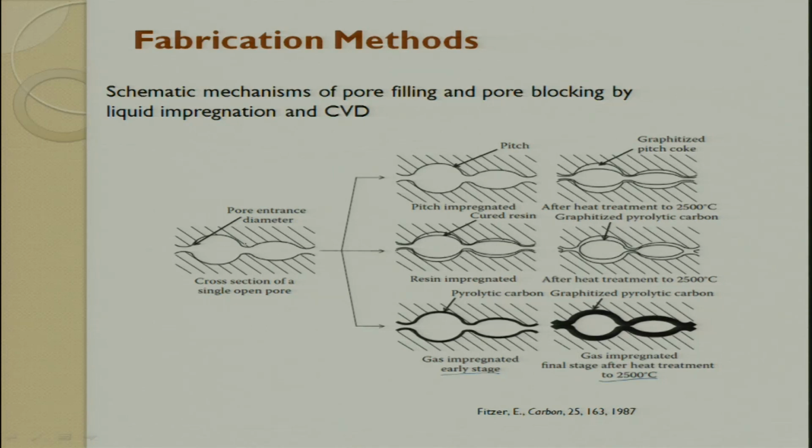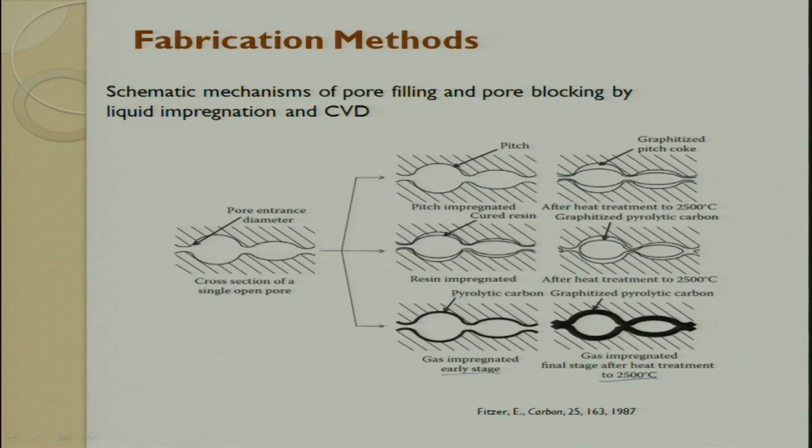So, here is a pore, this is a cross section of a pore. This can be done by 3 routes. One, we put the pitch here and the pitch is impregnated here, right, and then we try to graphitize the pitch coke. How do we get this done? We heat it to 2000, to a higher temperature, 2500 degrees Celsius, then it forms like this, and the pitch coke is formed.